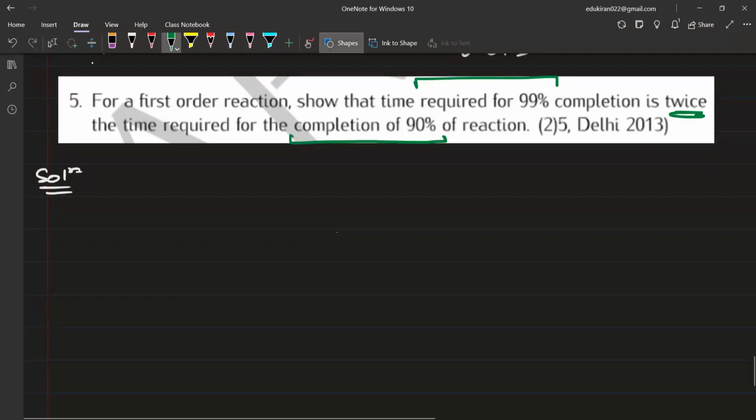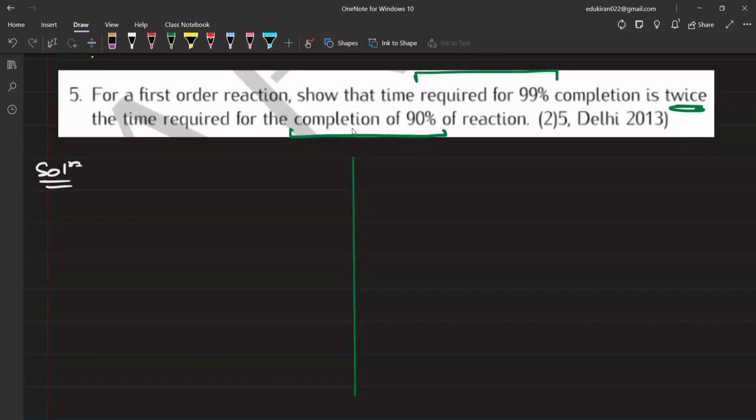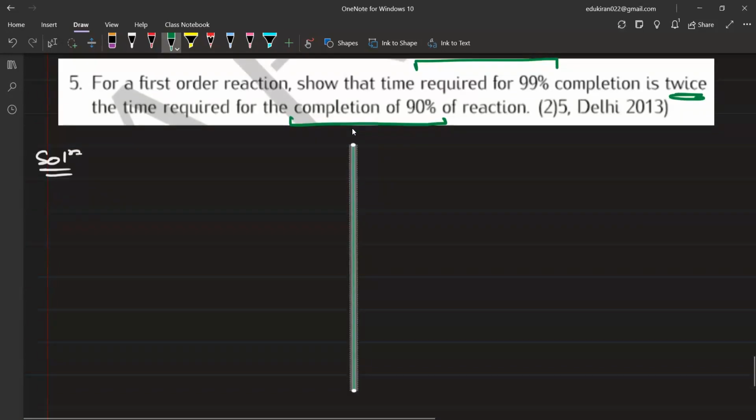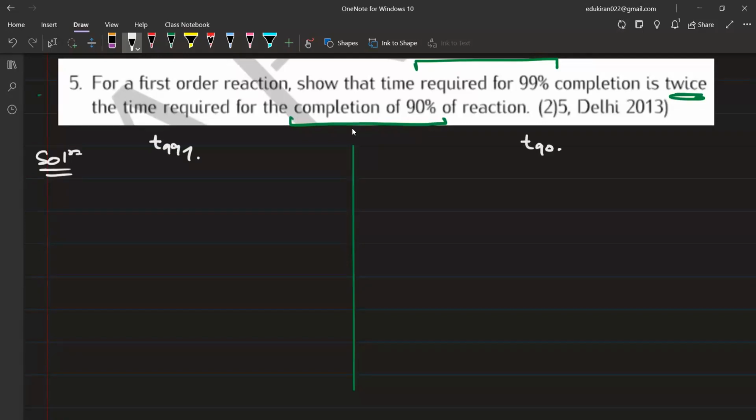So एक काम करते हैं ना. Let us see how much time is taken for 99% completion, and then we will see how much time is taken for the 90% completion. Here we are going to do T99 percentage, and here we are going to calculate T90 percentage, and we will see if they are twice or not. है ना? 99% twice of time T90 है या नहीं है?